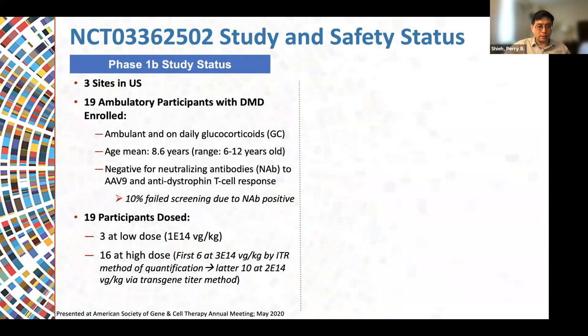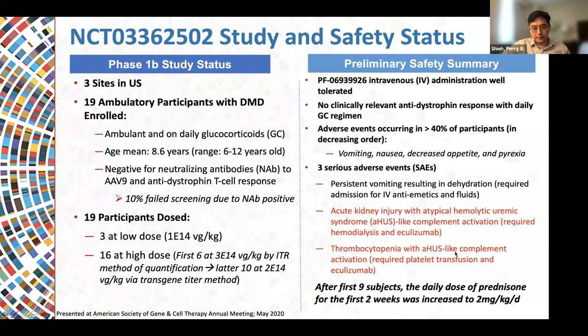So there are three sites in the study. 19 patients to date have been recruited into the study. They did have some safety events similar to what was seen in the solid study. There was complement activation leading to acute kidney injury and this hemolytic uremia syndrome with platelet drops.